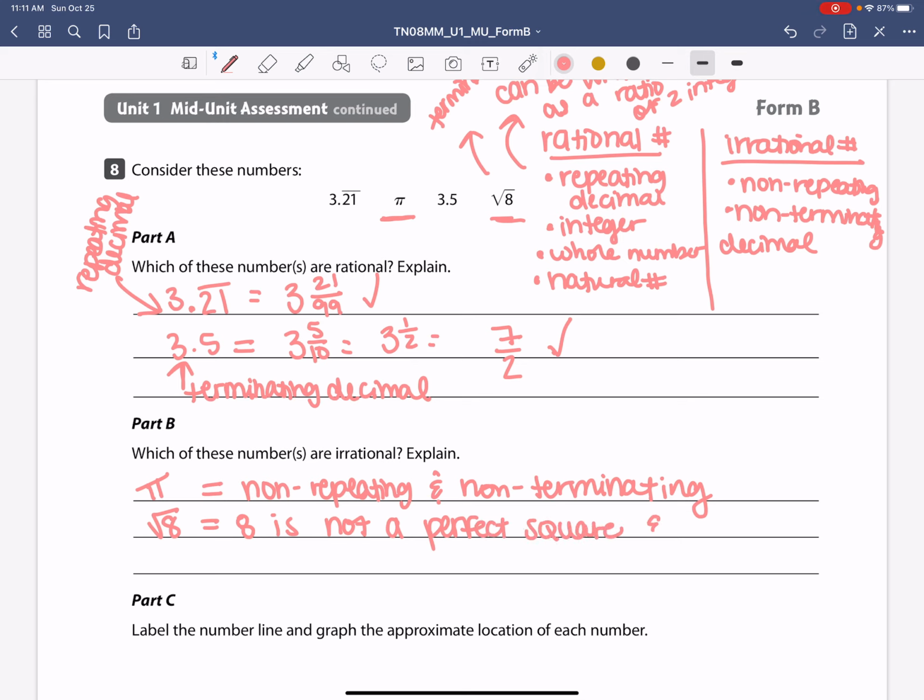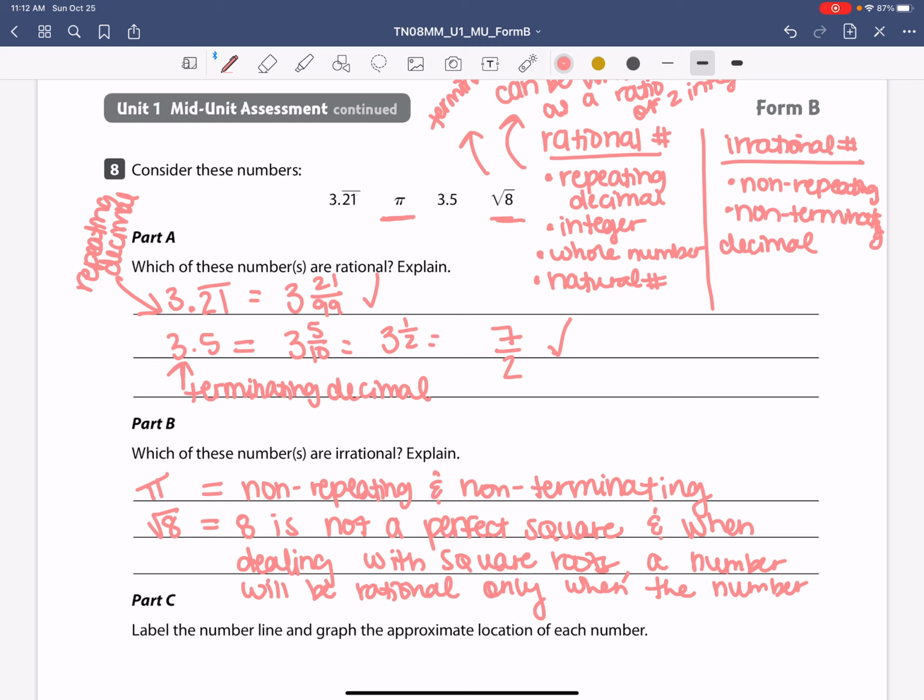And when dealing with square roots, a number will be rational only when the number under the radical is a perfect square.